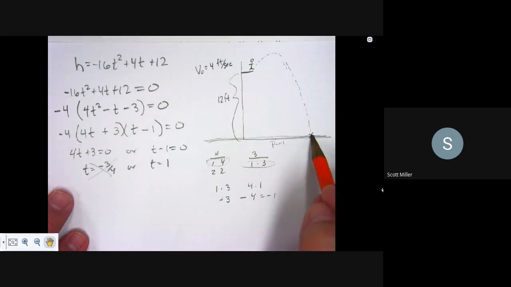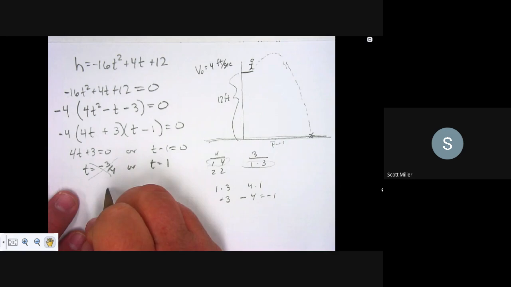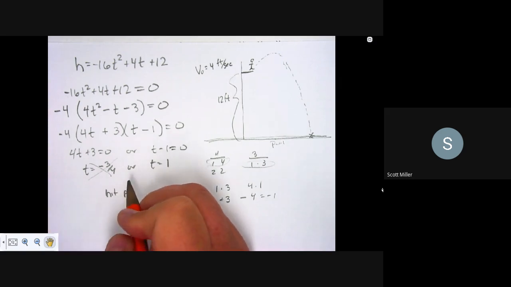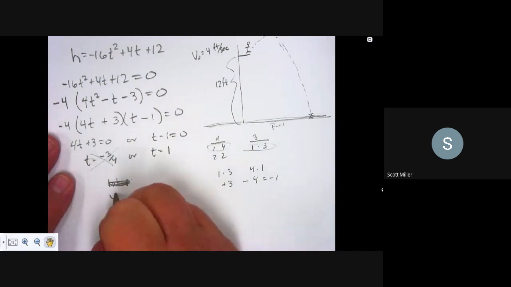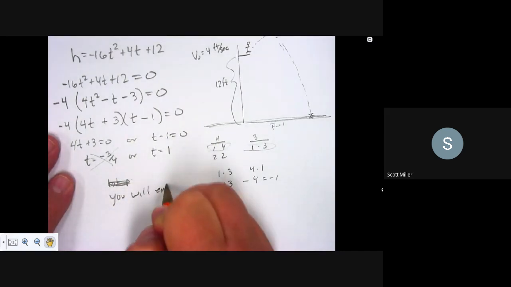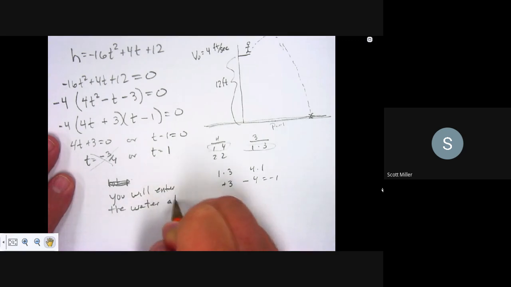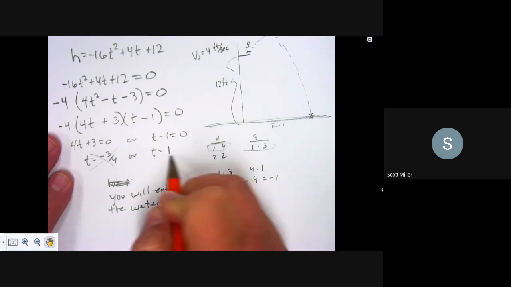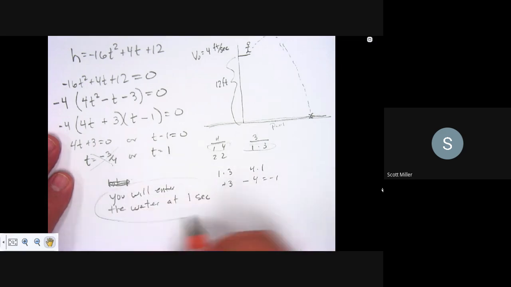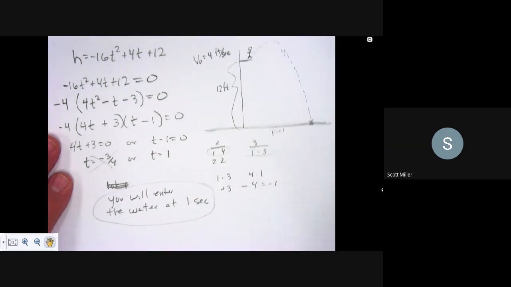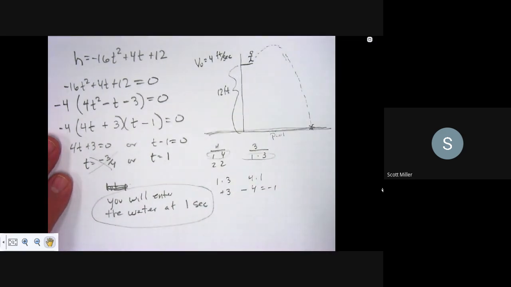So t equals 1 is the solution, and you write it as what? When will you hit the pool? What was the question that was asked? How long will it take you to enter the water? You will enter the water at 1 second. And t is 1 second. So once you jump, you're going to hit that water in a second. And that's how you answer that question.